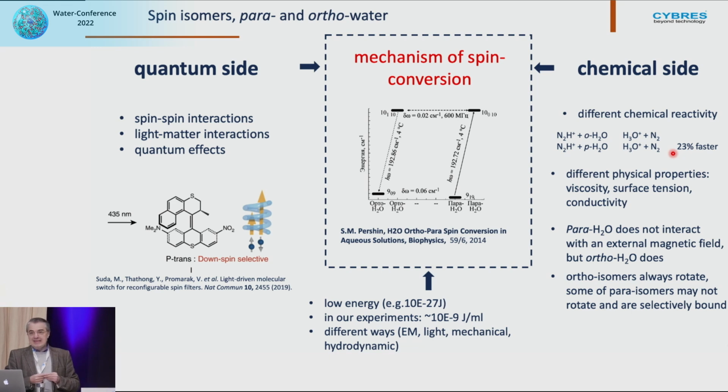So indeed, it can be understood in terms of, let's say, energy: when switching between the isomers, you change energy, to some extent, of course. We have different physical properties: surface tension, viscosity, conductivity, interaction with magnetic and electric fields. We have a really different chemical side. On the quantum side, because spins are quantum objects, we of course have spin-spin interaction, light-matter interaction, and all these crazy quantum effects like the Zeno effect, like a common wave function, like entanglement.